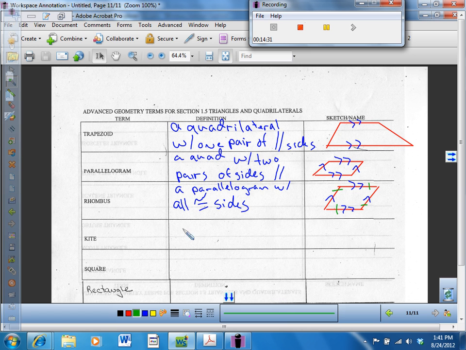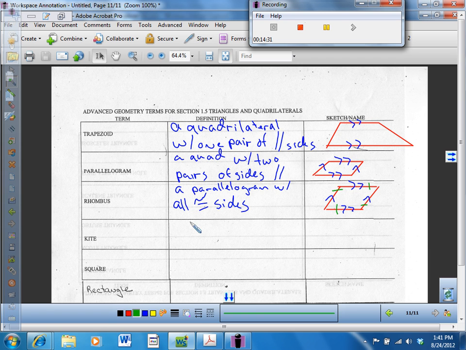A kite. Who's got a kite? That's kind of a tricky one. Who wants to give me a definition of a kite? Yes, Isabella. Two pairs of congruent sides that are next to each other. Okay, so you would say adjacent.